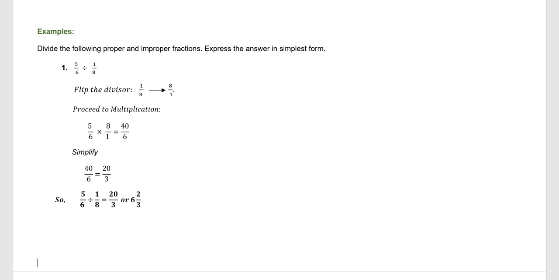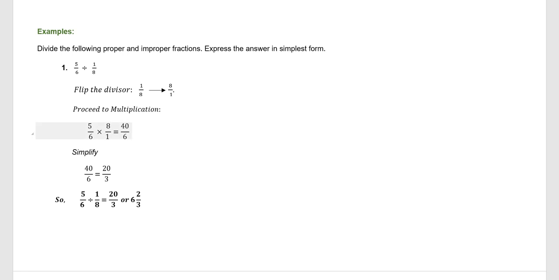Divide the following proper and improper fractions. Express the answer in simplest form. So 5/6 divided by 1/8. The divisor, 1/8, can be flipped, giving 8/1. And then you do a multiplication. Very straightforward, just like we did in the previous video. So 5/6 divided by 1/8 becomes 5/6 times 8/1.